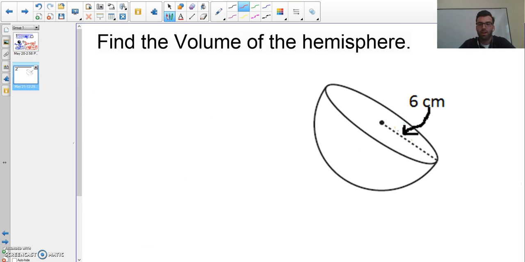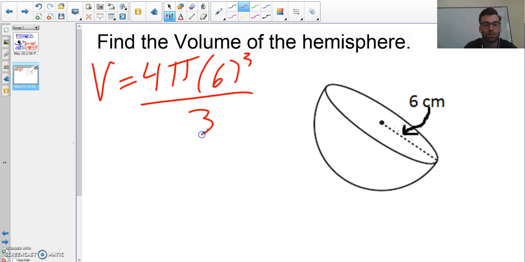Okay, so now we want to find the volume of a hemisphere. A hemisphere is related to a sphere because it is half of it. It's exactly half of your sphere. So when you're finding the volume of a hemisphere, you're going to find the volume of a whole sphere first, then just divide that by 2 since it is half. So we're going to treat this as if it were a whole sphere.